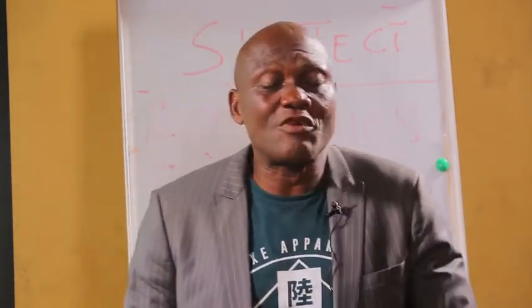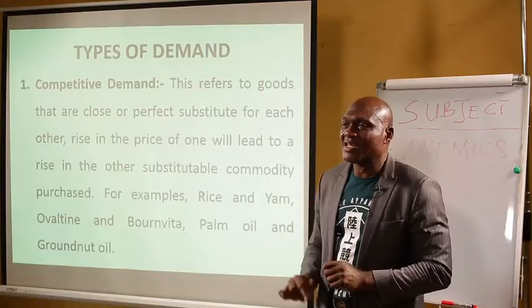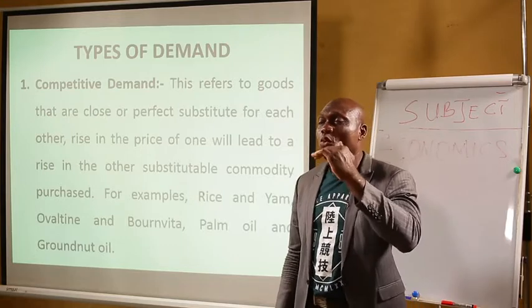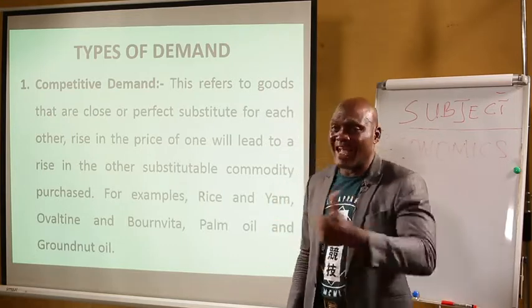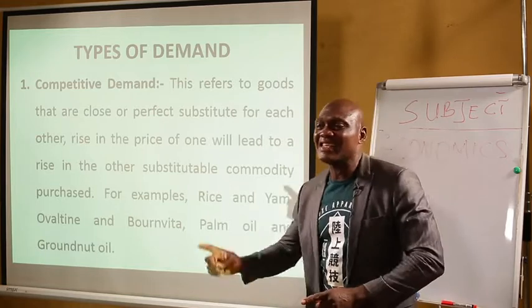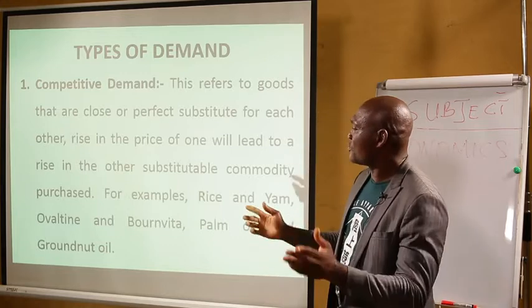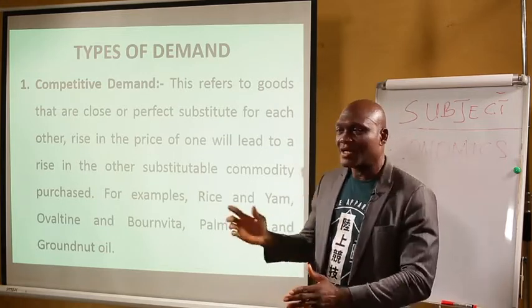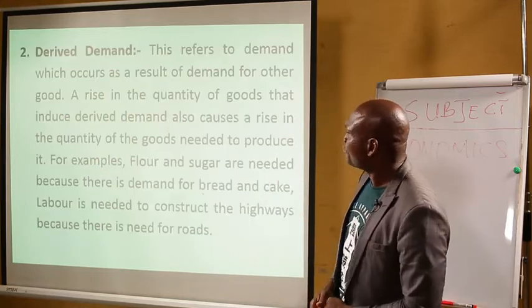After all, the price of Bonvita is cheap, and they are used for the same thing. That is why we say that a rise in the price of one will lead to a decrease in the demand of that commodity and an increase in the demand of the substitute, because they are substitutes. You either use this or that. A very good example of that is Bonvita and Ovaltine.